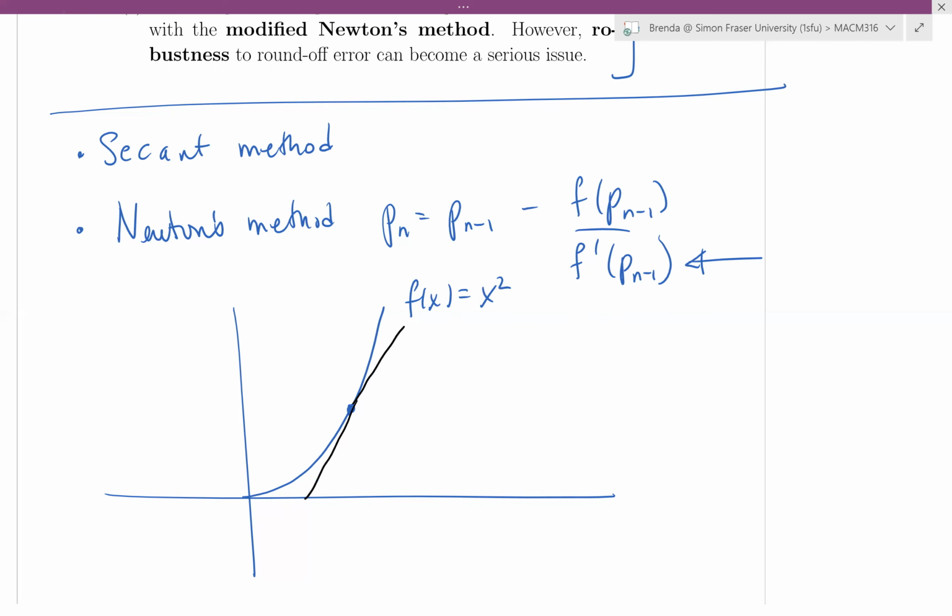The derivative computes the tangent line here. Let us say this was our first guess in our Newton method. You see where the root is? The root is right here. Our Newton method would provide this, in fact, right here. That's the second step.